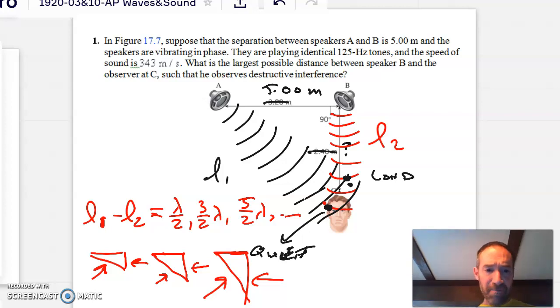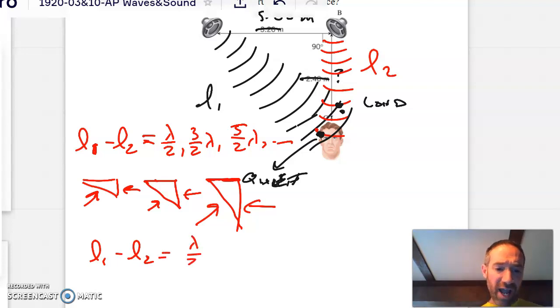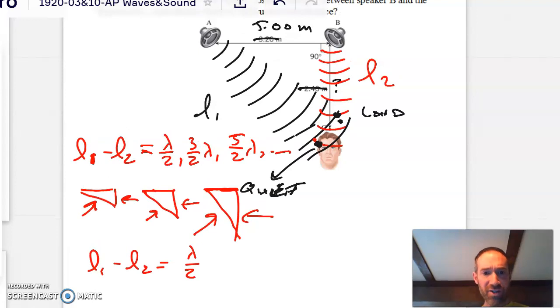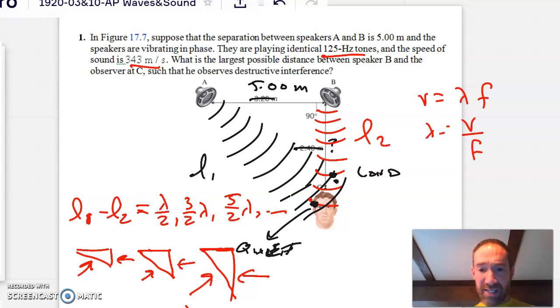So all that is to say that if he's going to indeed have this destructive interference, path length 1 minus path length 2 has to be equal to half of a wavelength. Okay? So now, how long is a wavelength here? Well, you can see that they gave us the wave speed and they gave us the frequency. So getting the wavelength is going to be a pretty simple thing. Wave speed is wavelength times frequency. So wavelength is wave speed divided by frequency. And if you substitute in there, you'll get a wavelength of 2.744 meters. That's what one full wavelength is.